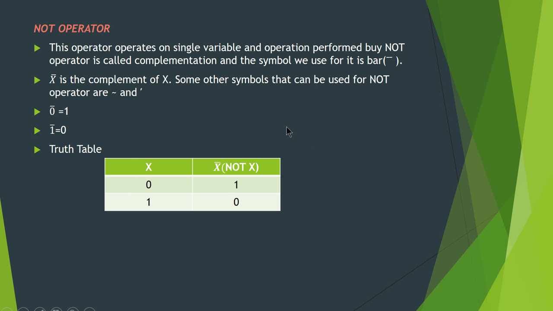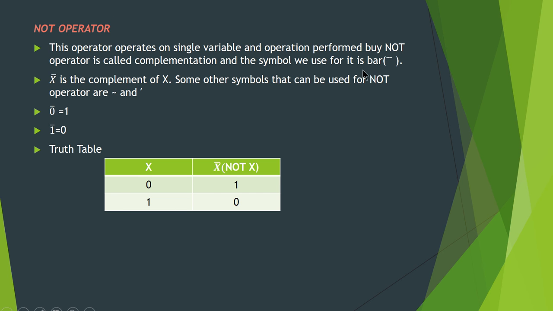Now let us understand all the logical operators. What is the functionality of each operator, and then we are going to write the truth table for the same. So the first operator is the NOT operator. This operator operates on a single variable, and the operation performed by the NOT operator is called complementation, and the symbol we use for it is a bar.